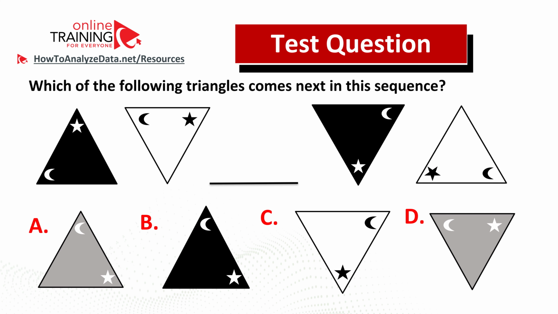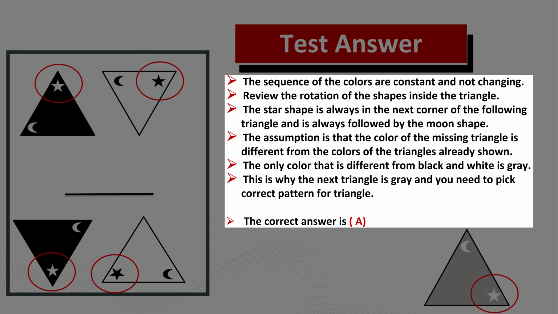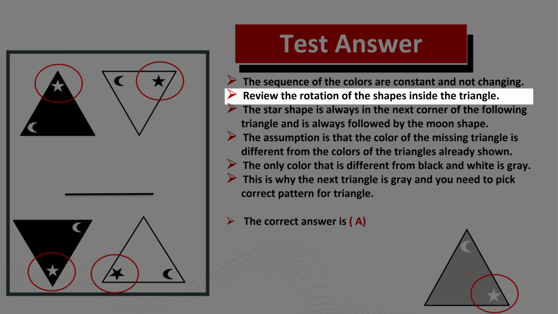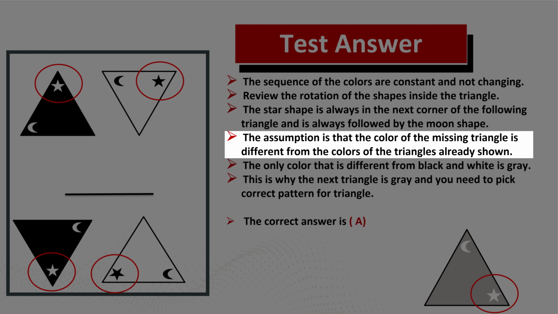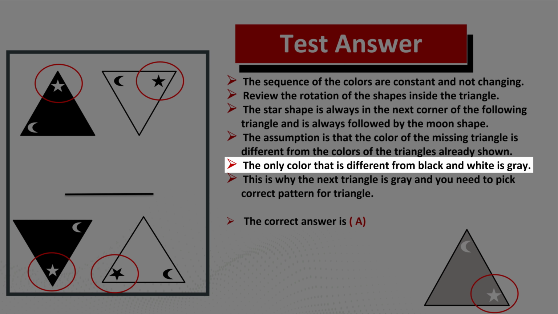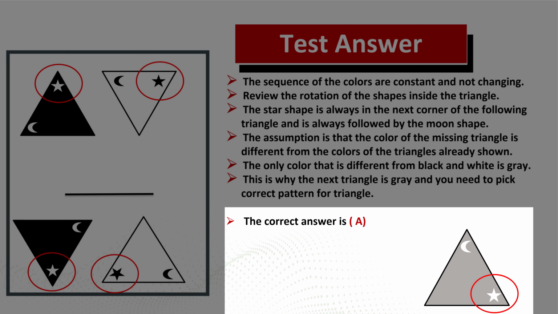So now let's jump to the solution. We have already looked at the pattern of the colors, and the sequence of colors is constant and is not changing. And we also reviewed the rotation of the shapes inside the triangle. The star shape is always in the next corner of the following triangle and is always followed by the moon shape. The assumption here is that the color of the missing triangle is different from the colors of triangles already shown, and the only color that is different from black and white is gray. This is why the next triangle is gray, and you would need to pick correct pattern for the triangle. So the correct choice here is choice A.